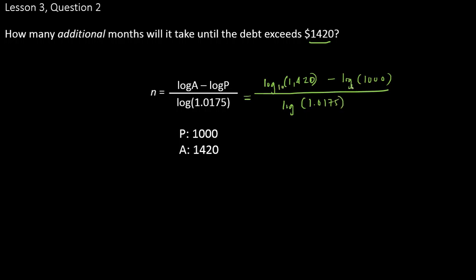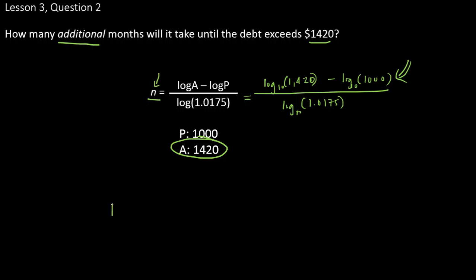Once again, we're left to assume that we're working in base 10. Once again, you'll start by simplifying the numerator using what you know about subtracting logarithms of the same base, and from there you can use a calculator to fully simplify. Now, that's going to give you the number of months that it takes to accrue this debt, but that's not the question that's being asked here. We're asked how many additional months does it take for this debt to exceed 1,420? How many additional months? Meaning we need to take the difference between our answer in the previous question and our answer in this question.